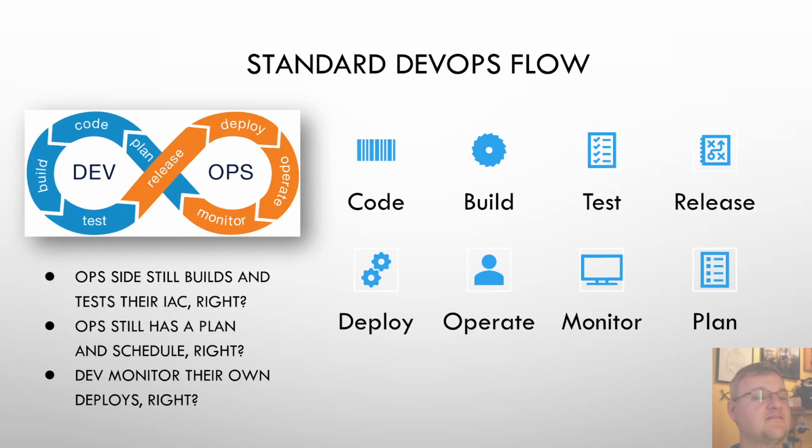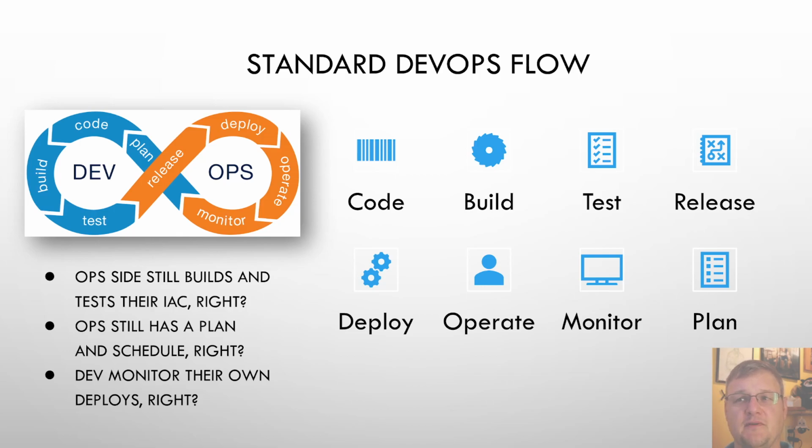Now this is that infinity loop you've seen a million times, the DevOps infinity loop, but it talks about code, build, test, release, then you do deploy, operate, monitor, plan, and back to code. It's that big loop. But the question you have to ask yourself is, the ops side still builds and tests their infrastructure as code, right?